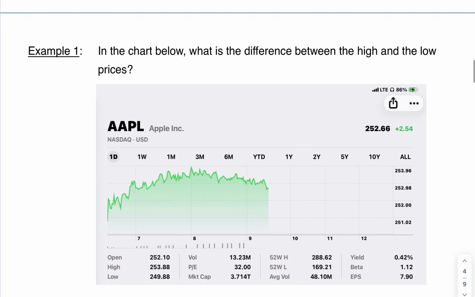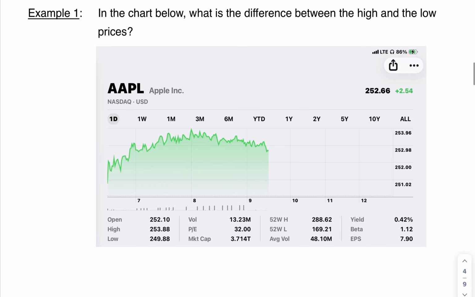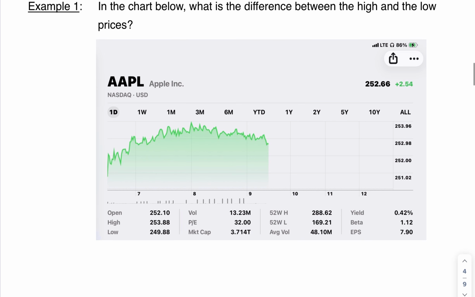Okay, so let's take a look at 5 examples of how to interpret Apple stocks. AAPL is the acronym for Apple stocks. And the question here is, in the chart below, what is the difference between the high and the low price?